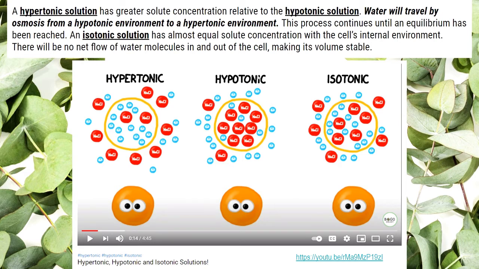A hypotonic solution has lesser solute concentration. You only have 2 NaCl molecules outside, and then you have 1, 2, 3, 4, 5, 6, 7, 8 sodium chloride molecules inside. So it's the opposite. The movement will be from higher concentration to lower concentration of water. Then in an isotonic solution, you have an equal number: 5 sodium chloride molecules outside, 5 sodium chloride inside. So we have here an equal number of solute concentration.